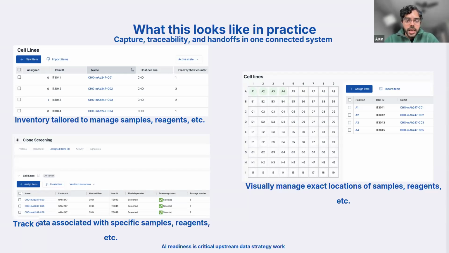So if you use a platform like SciNote to map this out visually and then physically store your samples in accordance with where you map them out, it becomes a lot easier to find these samples, to find what samples were fully used up, which boxes are empty, things like that. So everything remains interconnected in a single platform here.